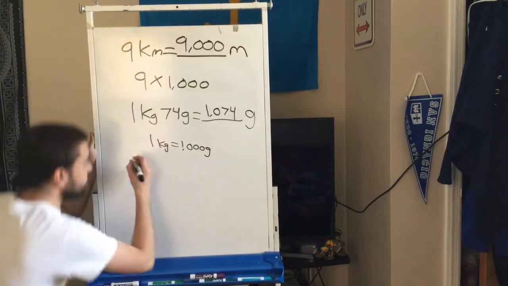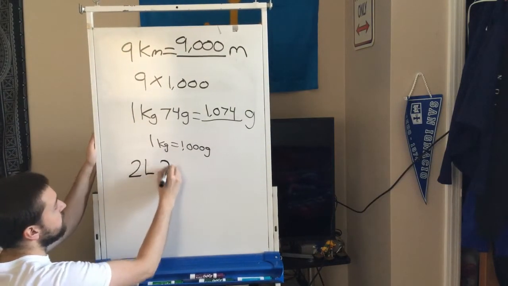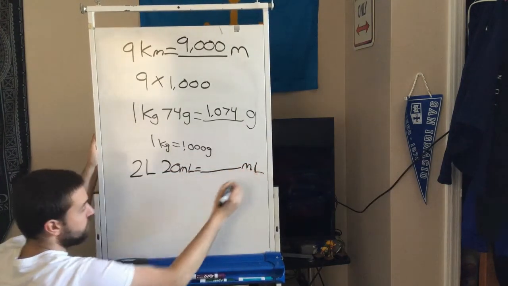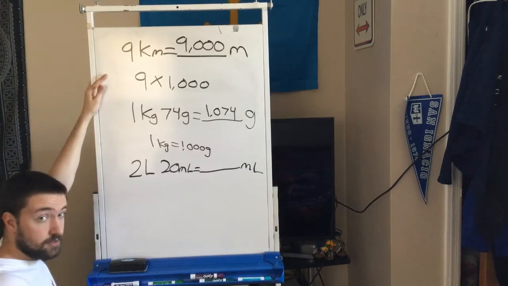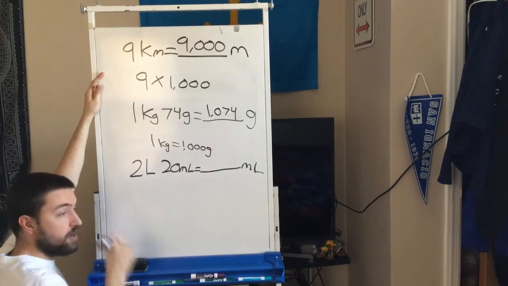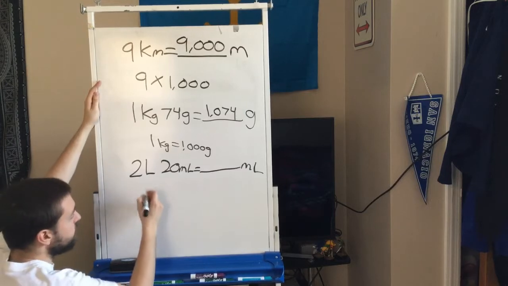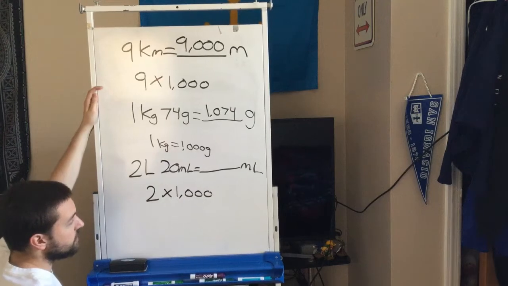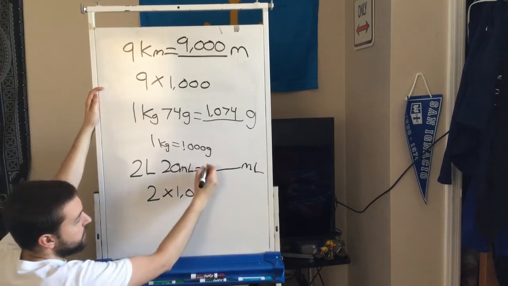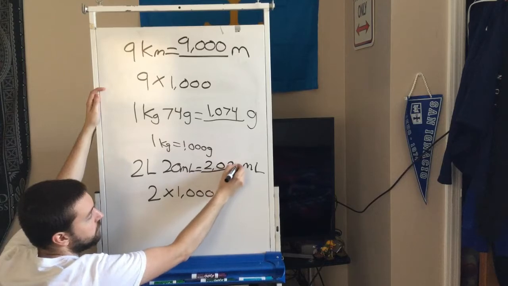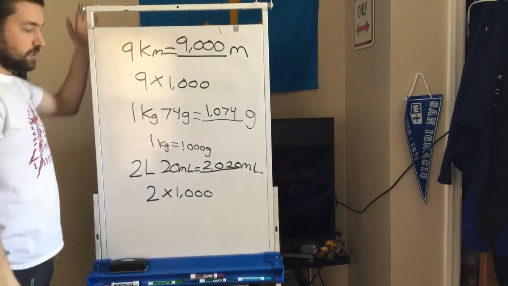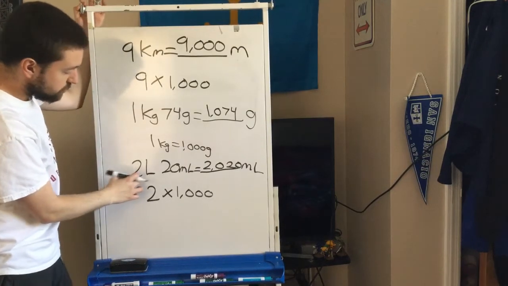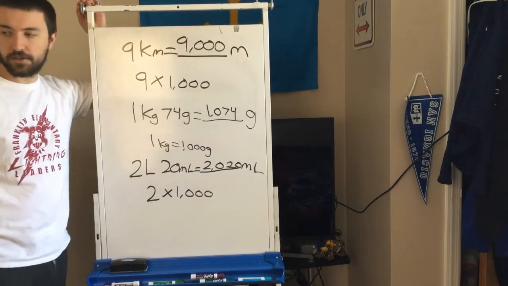Let's try one more with liters. Let's try this one. 2 liters, 20 milliliters. Well, again, just like we did up here, I know that 1,000 milliliters is in a liter, but I have 2 of them. So 2 times 1,000 gives me 2,000, and then I add in my 20. And now I know that 2,020 milliliters is the same as 2 liters, 20 milliliters.